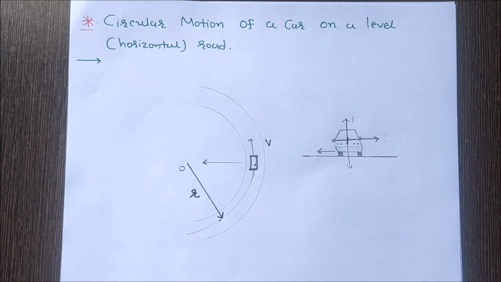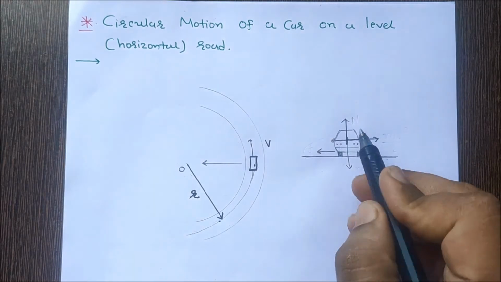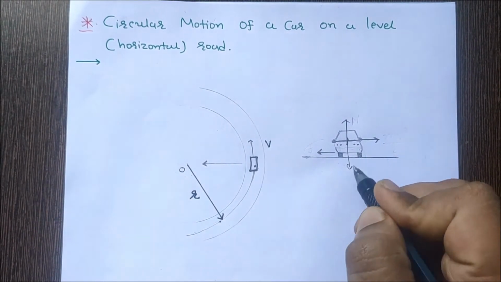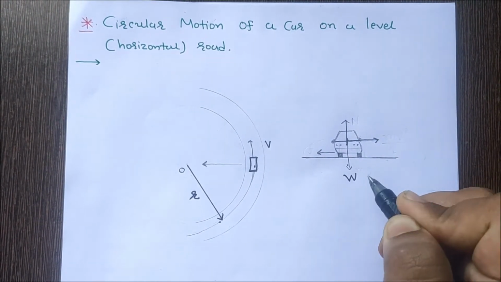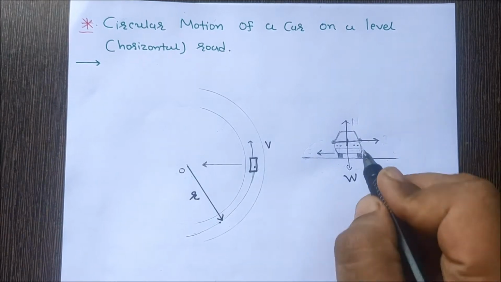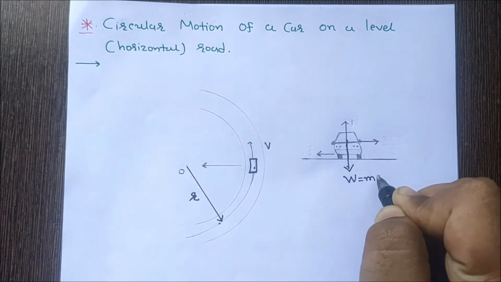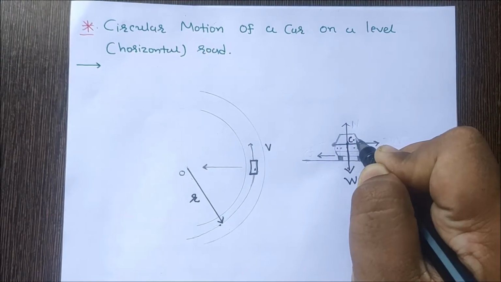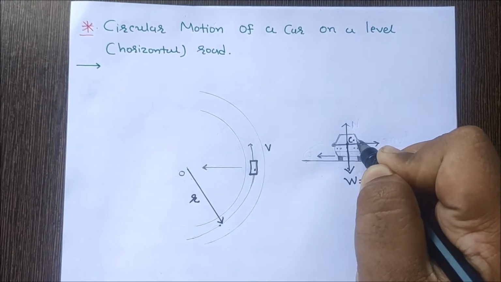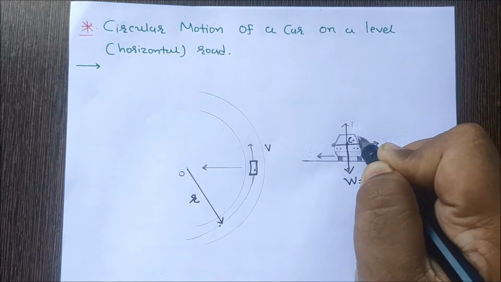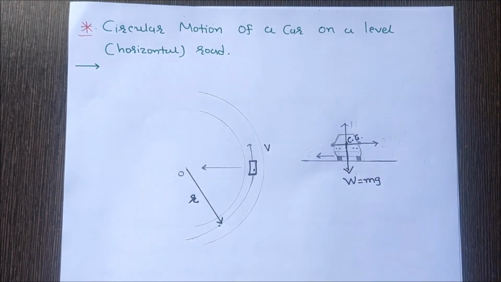Here the car is in dynamic equilibrium under the following forces. First force is the weight force. We know that weight force acts vertically downward through the center of gravity.